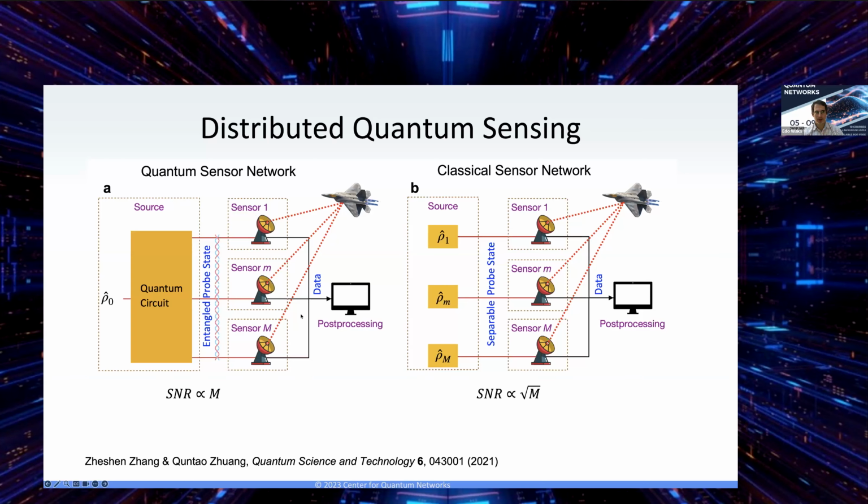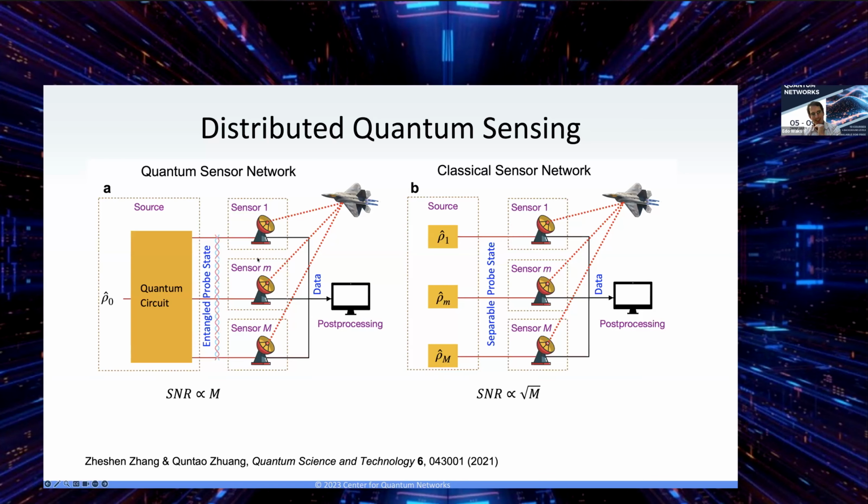Now, if these sensors are not initially entangled, this is a classical sensor network, then the signal to noise ratio will scale as square root of m, where m is the number of sensors. So we get an advantage, but it's a slow buildup of advantage. If we want to get a factor of 10 improvement in signal to noise, we need to increase our sensor number by 100, and that can get extremely out of hand.